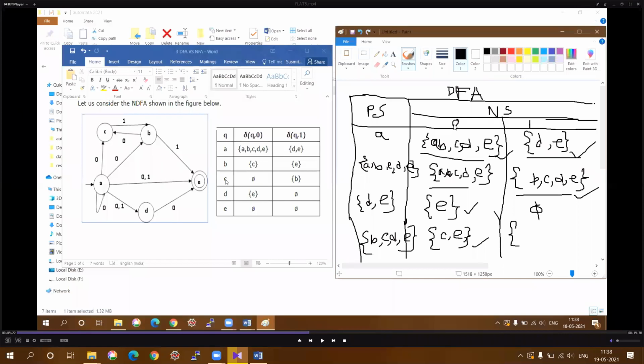To find that, we will see that using 0, what are the transitions from A, from B, from C, from D, and from E. We saw that the total number of transitions are A, B, C, D, E, because for A there is already a transition from A to A, B, C, D, E using 0. So no problem, all the states will be considered here.